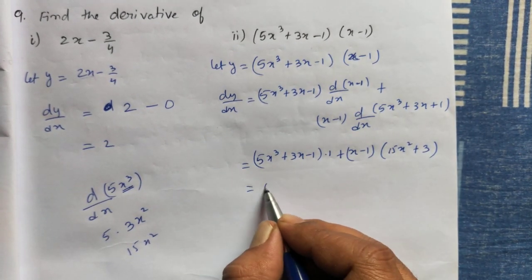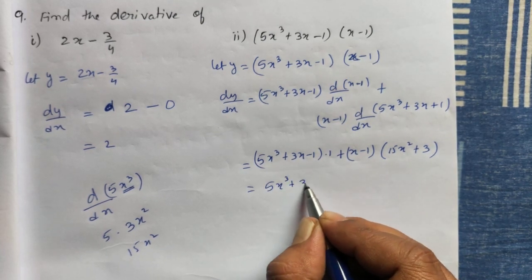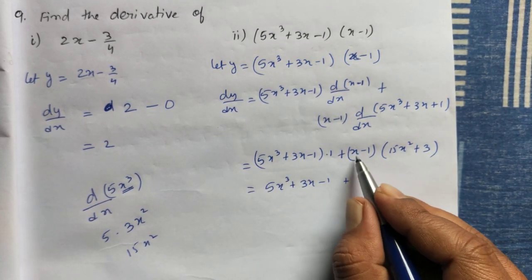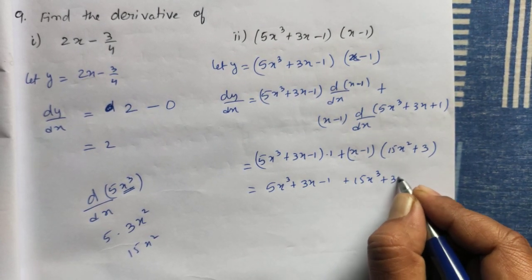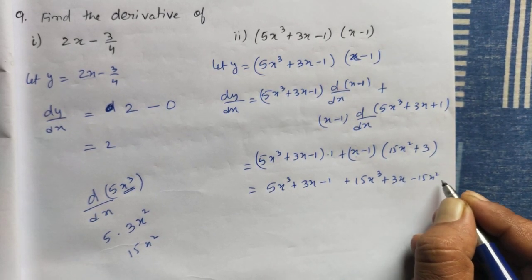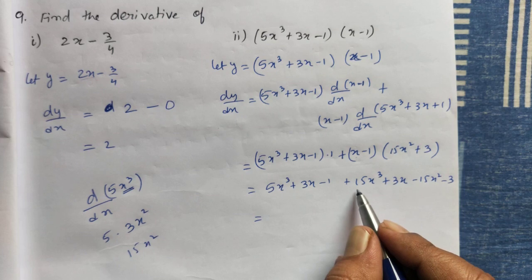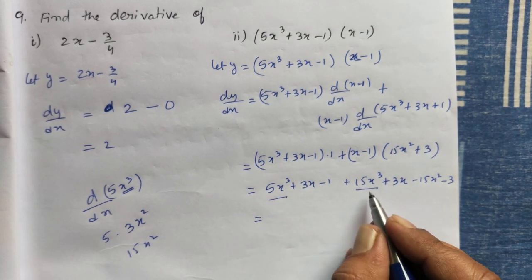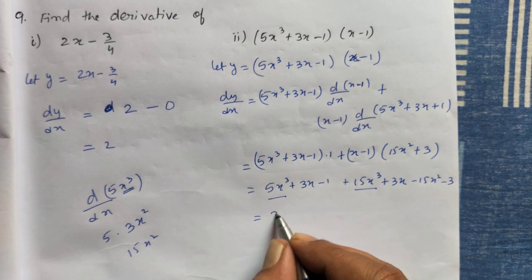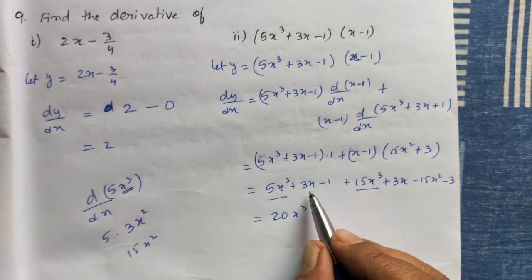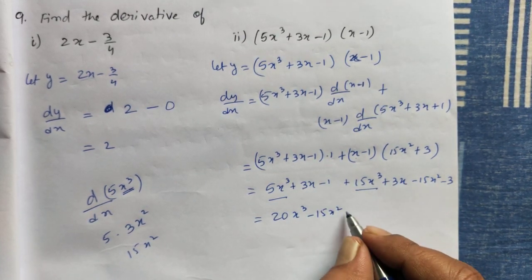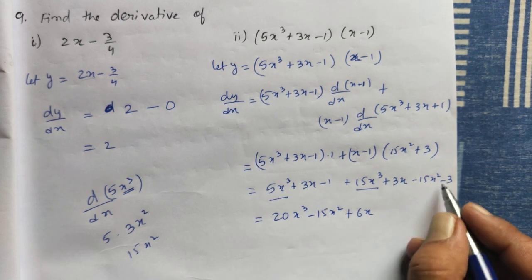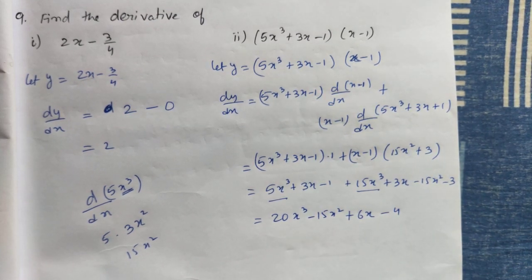Now you can multiply and write. Multiply with x. x into 15 is 15x cubed plus 3x minus 15x square minus 3. Arrange and solve it. 5x cubed plus 15x cubed is 20x cubed, then minus 15x square. 3x plus 3x is 6x, minus 1 minus 3 is minus 4. This is your answer.